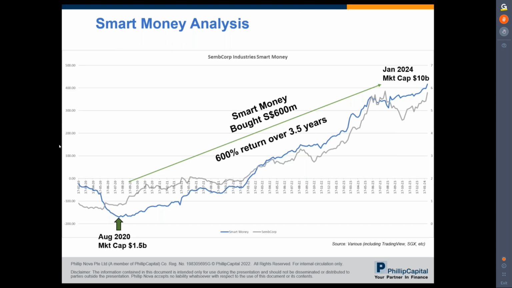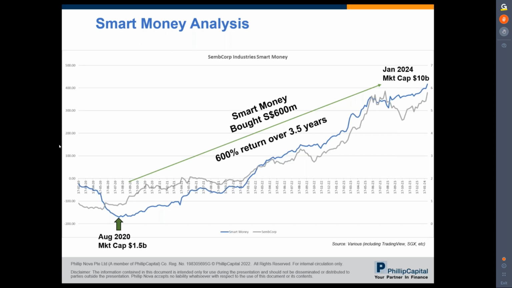Okay, what you see here is the chart of Sembcorp Industries. And all the smart money charts you're going to see are a very standard chart with two lines, a blue line and a gray line. The gray line is the price of the stock that this chart is studying. For example, this chart here is showing the chart of Sembcorp Industries.